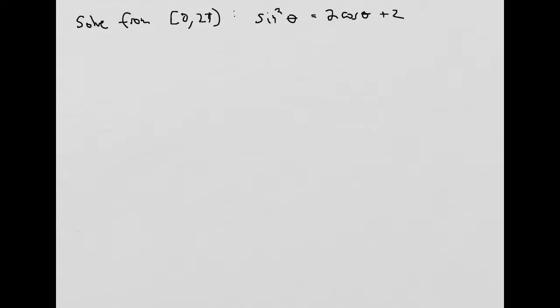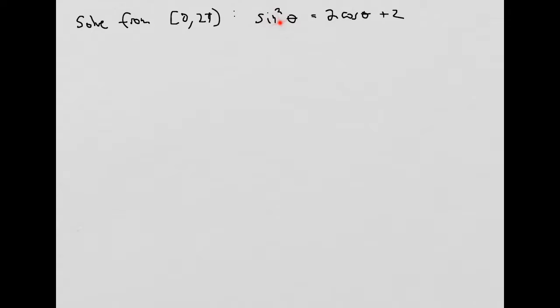Alright, so we want to solve this equation. The equation is sine squared of theta is equal to 2 cosine of theta plus 2. Now note here, we only want to find the solutions from 0 to 2 pi. Okay? And the first thing we notice here is that these are different trig functions, right?